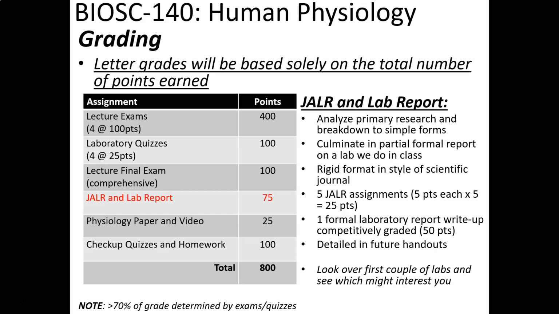You're going to turn in a formal lab report about a third of the way through the class. That will be on one of the labs we do in the first couple sessions. And that will be worth 50 points. And again, there'll be handouts and everything for that on Canvas. So your JALR, there's 5 assignments worth 5 points each, so that's 25. And then that formal lab report, which is going to be worth 50 points. So that's how to kind of look at that.